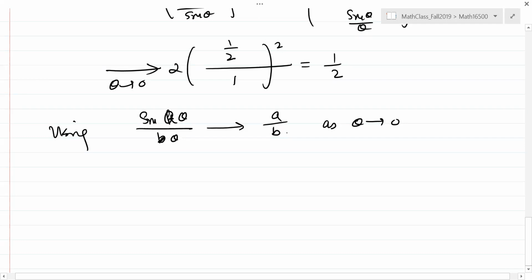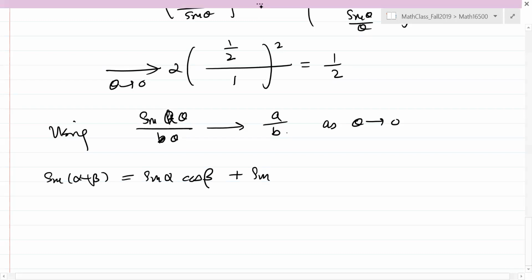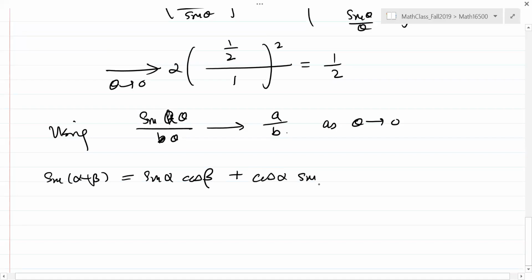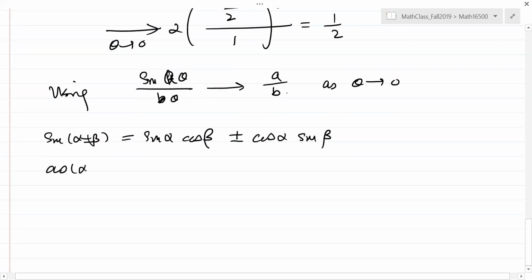Let me mention that. We have sine of alpha plus beta equals sine alpha cosine beta plus cosine alpha sine beta. This is an important formula. If you put a negative sign, there is a negative sign here. And how about cosine of alpha plus beta? It'd be cosine alpha cosine beta, but when it's plus, it must be minus; when it's minus, it must be plus.